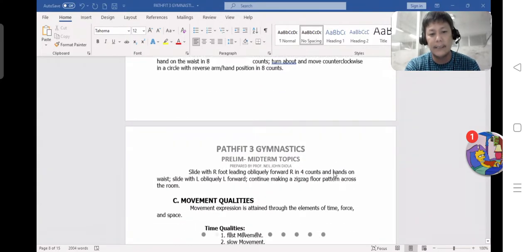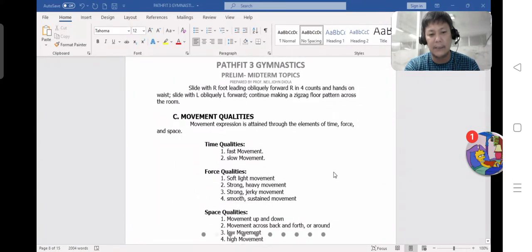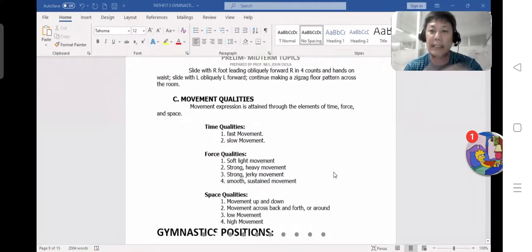Okay, next is the movement qualities. For the movement qualities, we have only three qualities, guys. So we have the time. For that, we will be focusing only on the fast and the slow movement. What about moderate, where does it belong, fast or slow? It depends. When we talk about moderate, this is the transition from your slow going to the fast movement. For example, the dance tinikling is more on the fast movement phase.